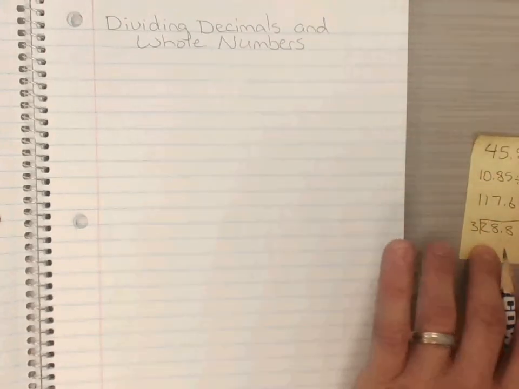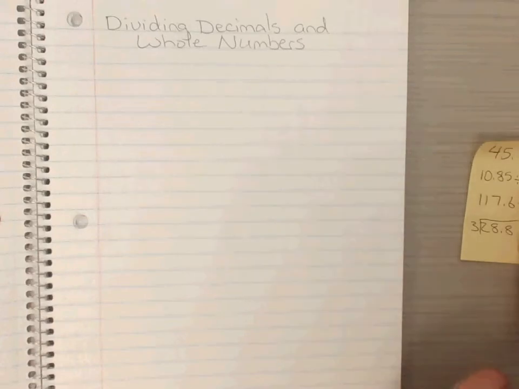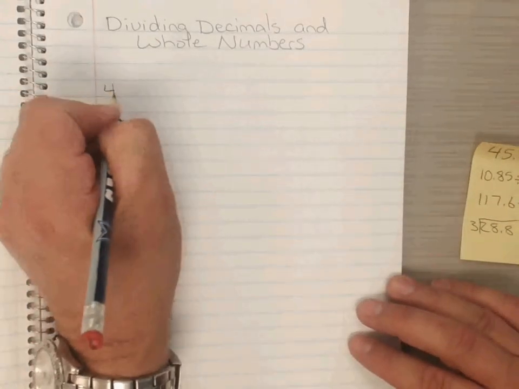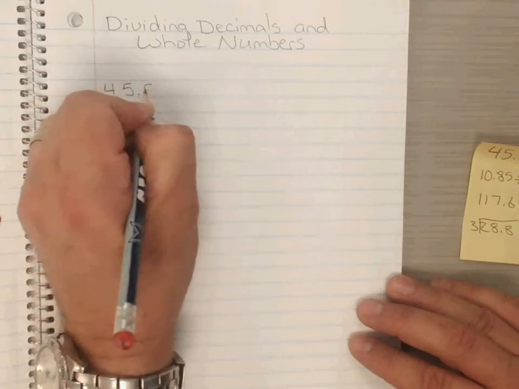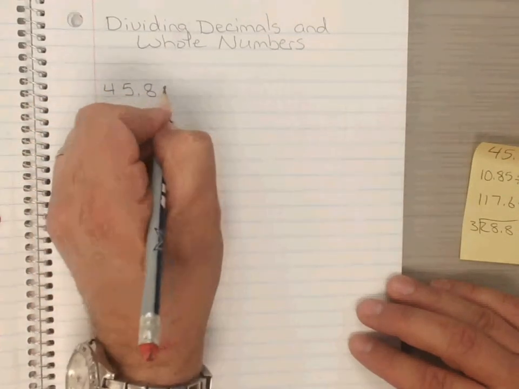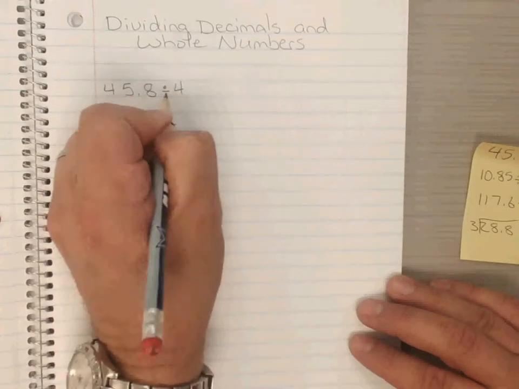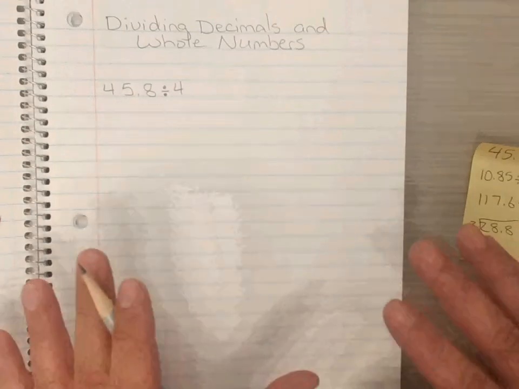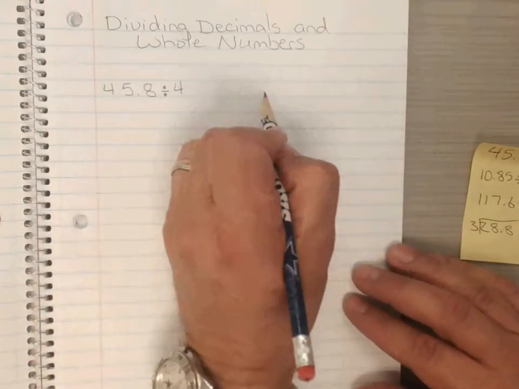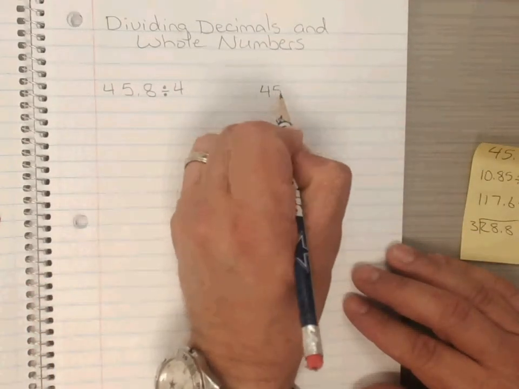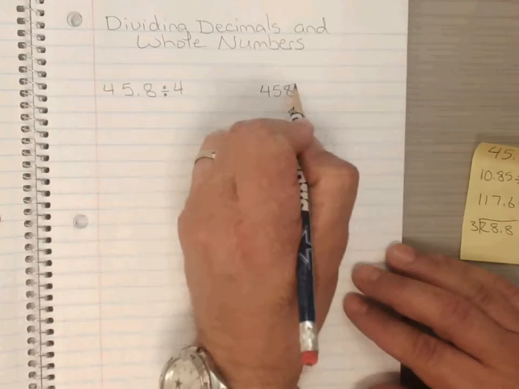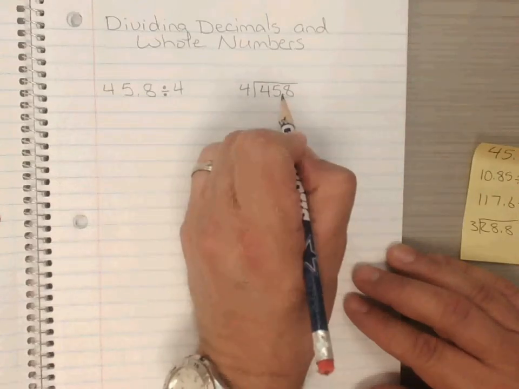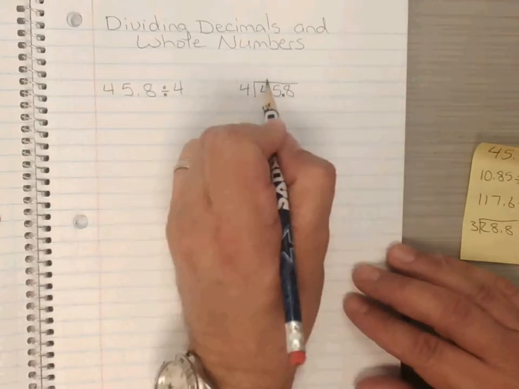Let's talk about dividing decimals and whole numbers. The first thing we're going to do is take 45 and 8/10 and divide it by 4. Okay? Now, don't let that decimal scare you. It's a regular division problem. So we're going to set it up like we used to do when we did division with whole numbers. We're going to divide by 4, and we're going to put our decimal where it's supposed to go, and we're going to set everything up.